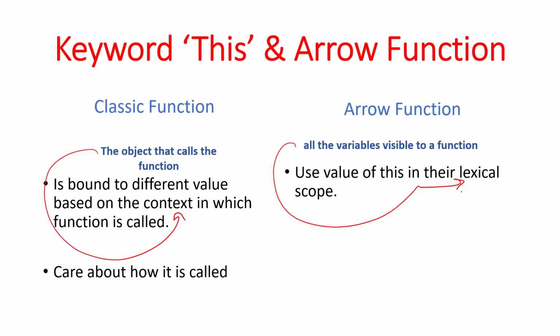So that means the normal function cares about how and where it is called, while the arrow function cares about how it is defined. It is working on the function definition.